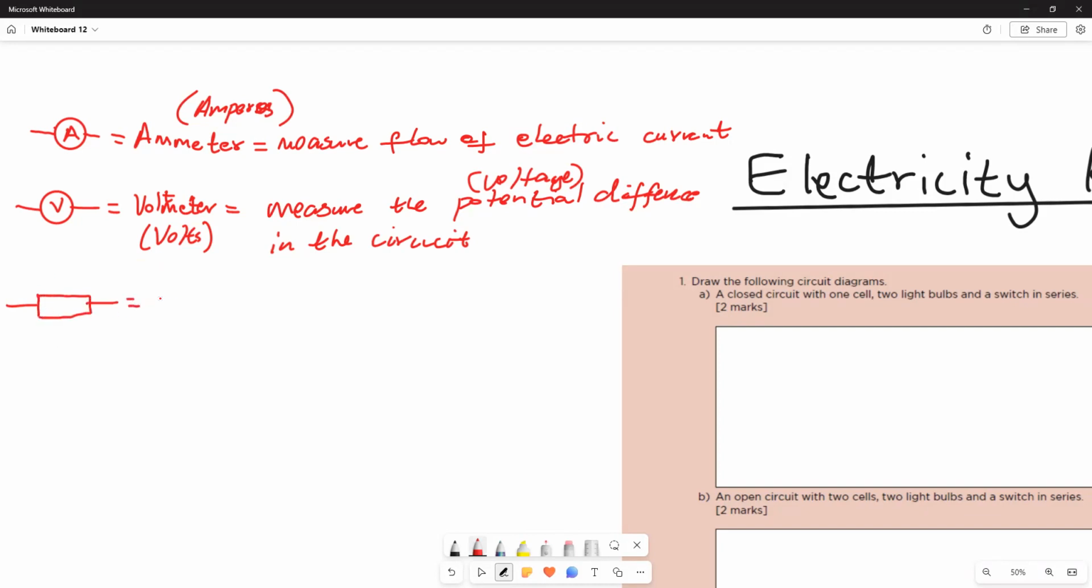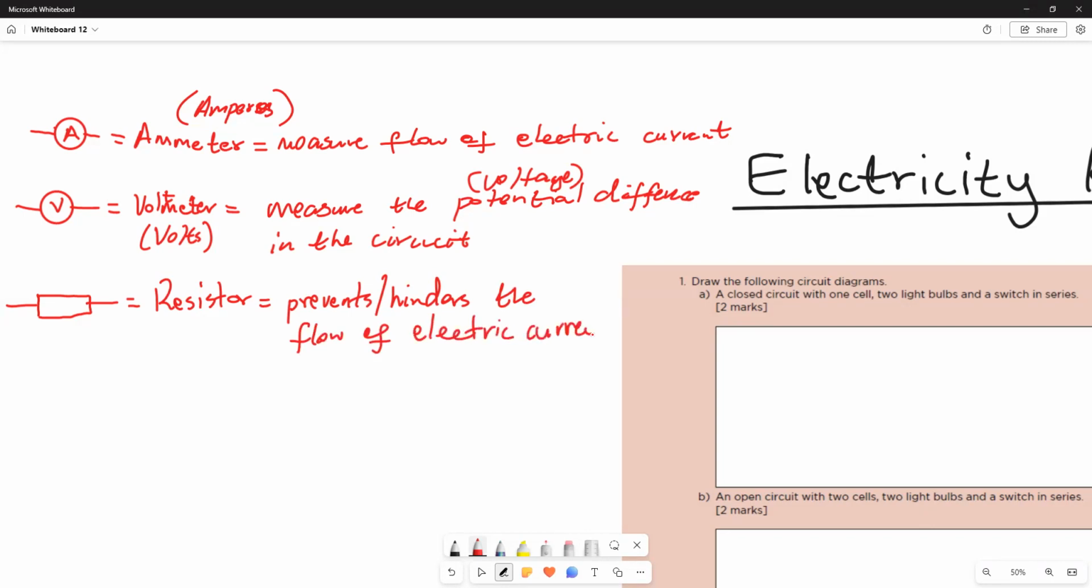When you see this, you know that you are seeing the resistance, which is the resistor. The resistor basically prevents or hinders the flow of electric current. So the higher the reading on the resistor, the more hindrance the flow of electricity will experience.